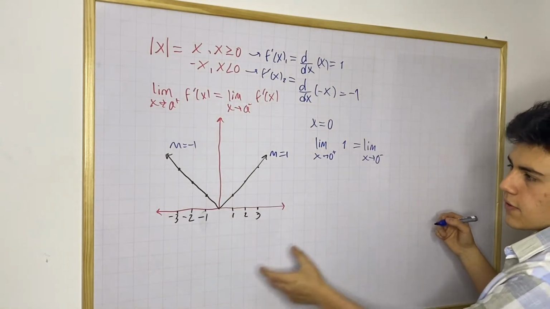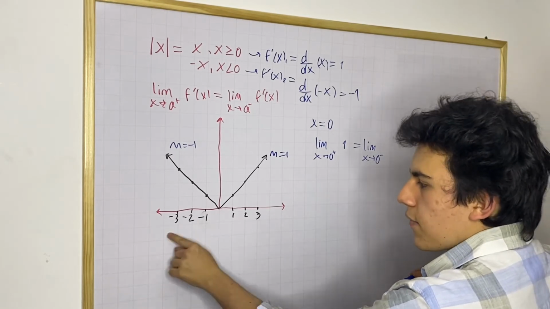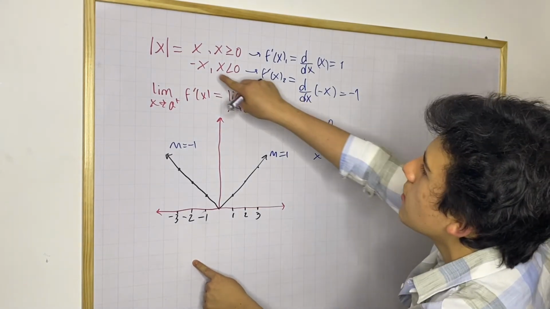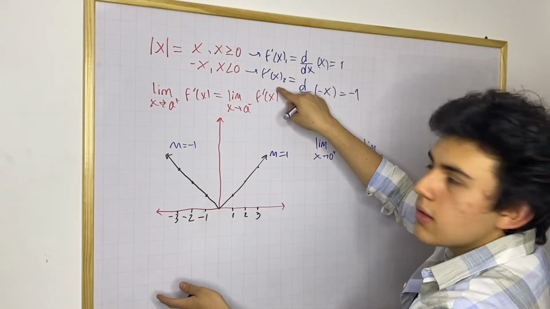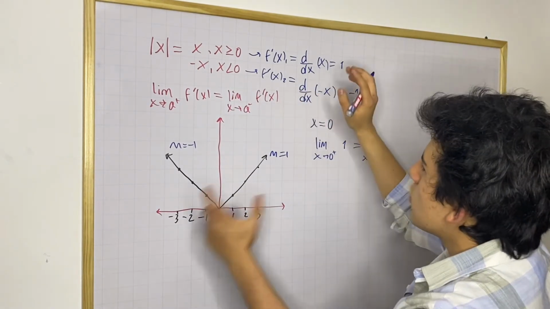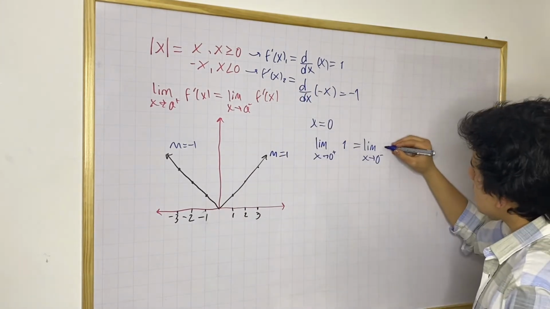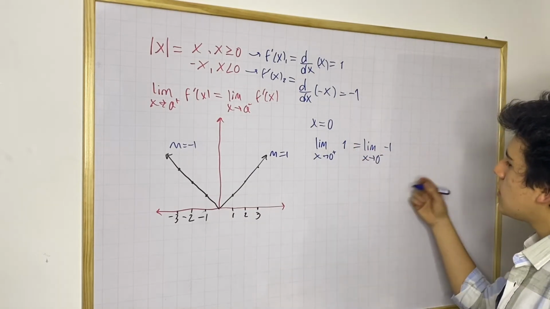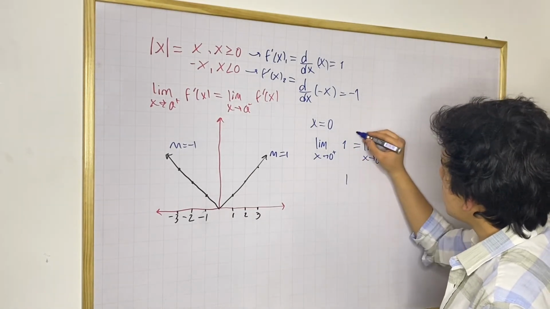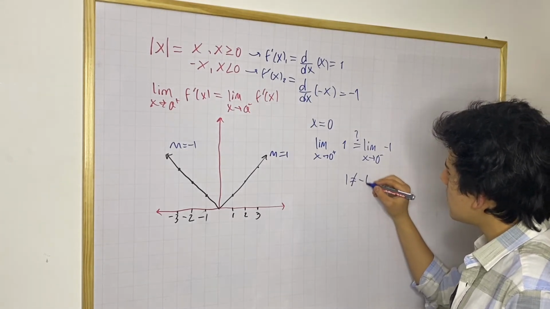Now from the left side would be this part right there, and since we have negative inputs, it's going to be this piece right there, or f prime sub 2. So this derivative we know is going to be -1, so we can plug in -1 in there, and now you can simply see that we have 1 here, and 1 is definitely not the same as -1.